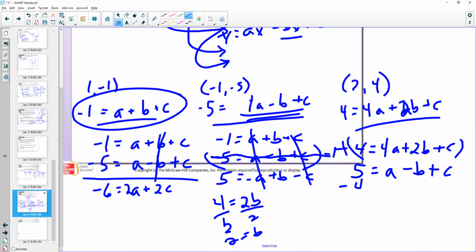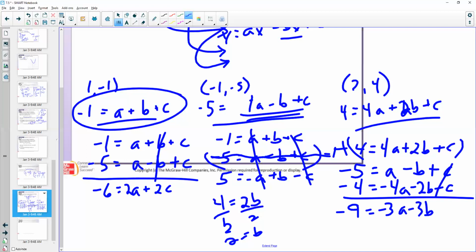So I get -4 equals -4a minus 2b minus c. Okay, so I get 1. Oh no, that's a -5, I right. -9 equals -3a minus 3b, and the c's go away. Then I know what the value of b is, right? So I can put in the 2 here for b. So I get -9 equals -3a plus 6 minus 6.